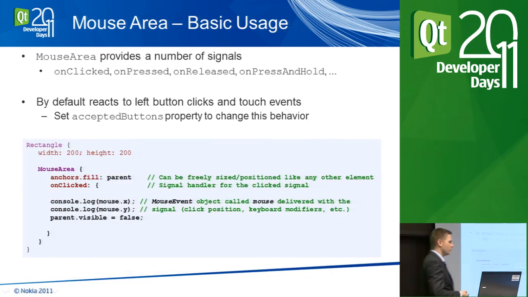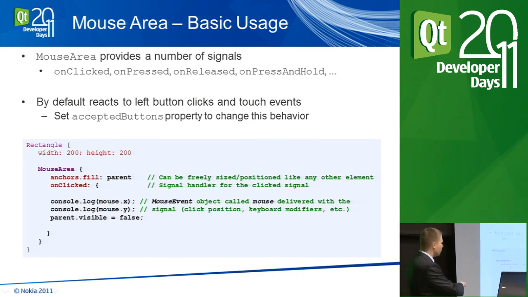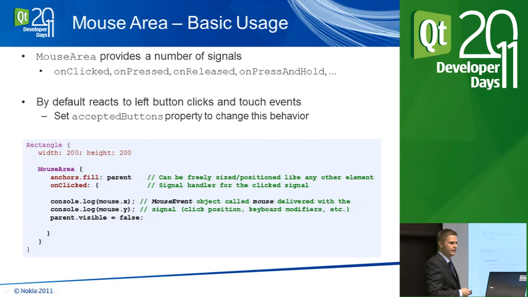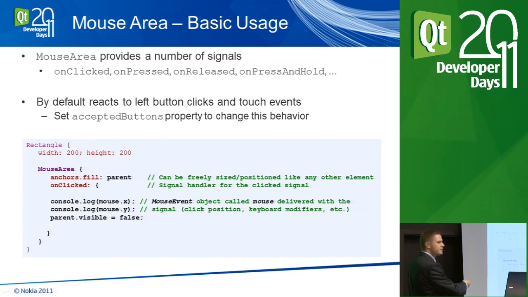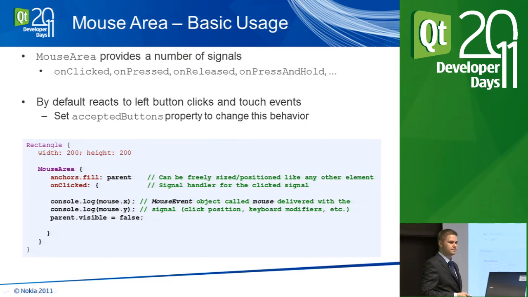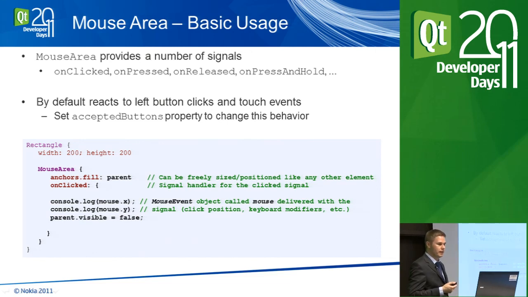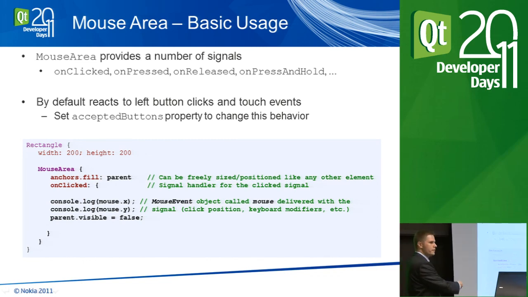So let's go to an example. We have a simple rectangle, we have a mouse area, and in that mouse area, we trap the onClicked signal. Now, when the mouse area is clicked, then we can react, and in this case, we are using console.log to print out some messages, in this case, the coordinates of the click, to the console of the application. And we can do other things as well, like hide our parent.